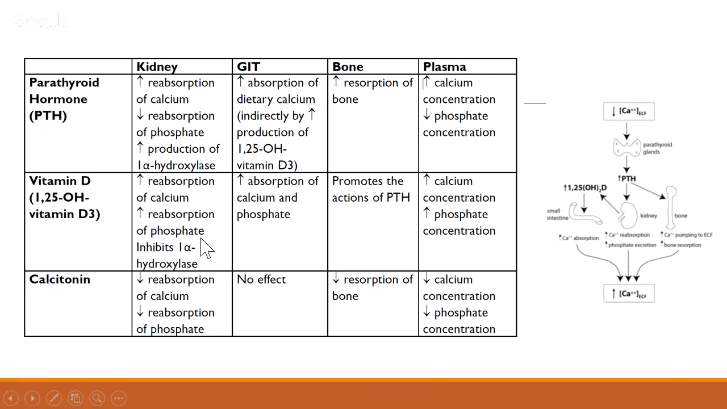So this is a summary table. Don't be bothered by it. The only thing I need you to know is the fourth column, the plasma column, the effects on calcium and phosphate. Apart from that fourth column, all you need to know is that the main effects of parathyroid hormone are at the kidneys. The main effects of vitamin D are at the gut, and calcitonin does nothing. That's all you need to know.